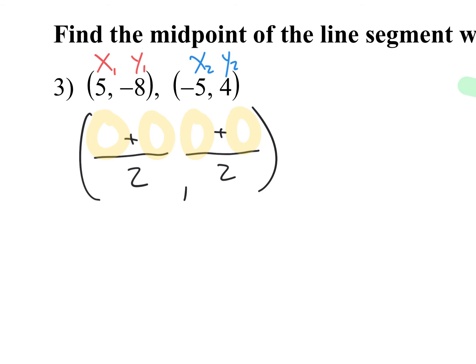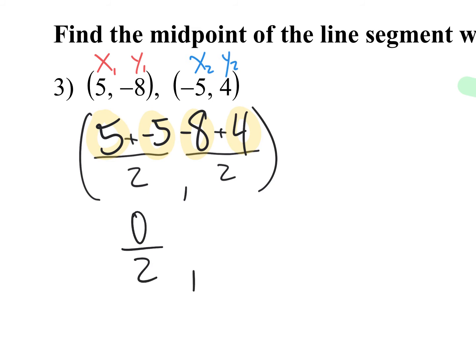And so x is 5. I'm going to put a 5 and a -5 for x1 and x2. And then we're going to do a -8 and a +4. Beautiful. And so we're going to simplify. I know that 5 plus -5 is 0, and so that's going to be simplified to 0 over 2. And then -8 plus 4 is going to give us -4 over 2.